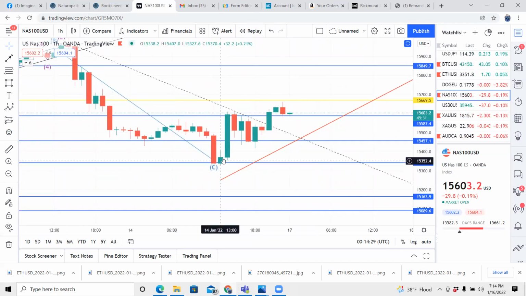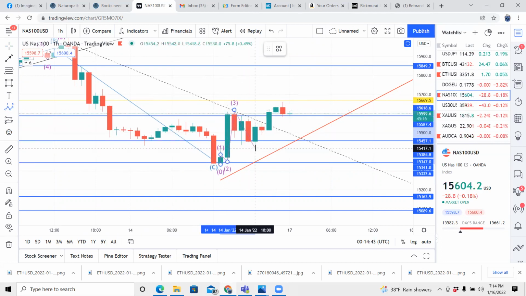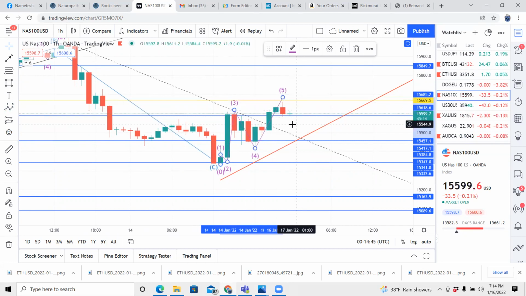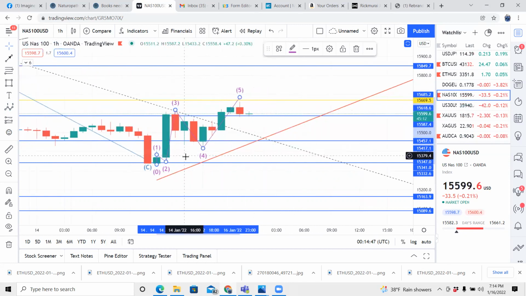So we have the C here. So we have 1, 2, 3. That's what's happening right now, okay? So I don't know what I was thinking when I first marked that up, because that's breaking some of the rules. 1, 2, 3, 4, 5. There we go. That makes much more sense now.